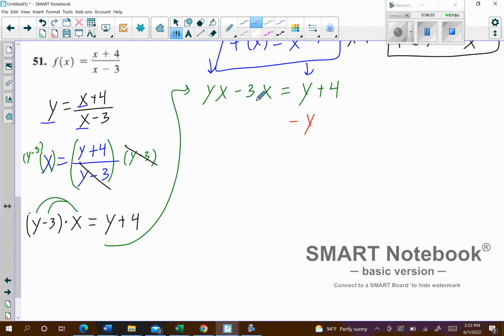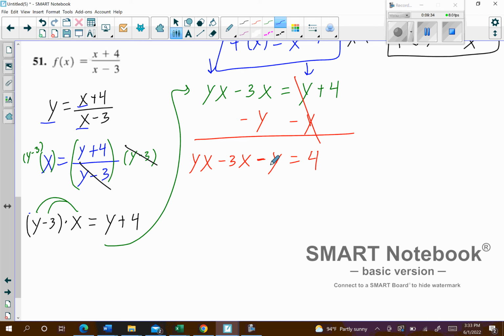Now, none of these are like terms. This is x, y, this is x, and this is y, and this is a constant, 4. So none of them are like terms. So when I subtract a y from both sides, I can't combine it with anything. So this has to stay y times x minus 3 times x. And I'm going to have to put a minus y right there, and then equals 4. I'm left with the 4 on the right side.